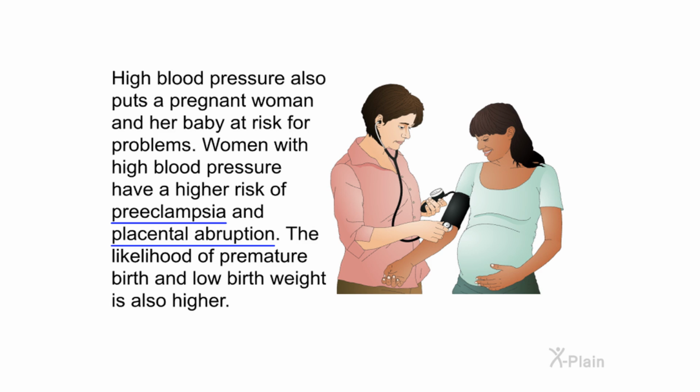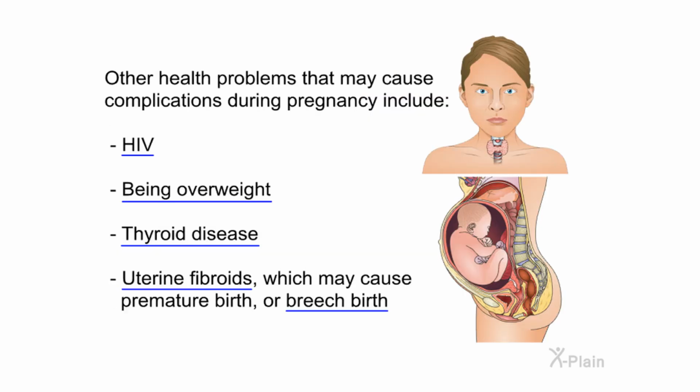High blood pressure also puts a pregnant woman and her baby at risk for problems. Women with high blood pressure have a higher risk of preeclampsia and placental abruption. The likelihood of premature birth and low birth weight is also higher. Other health problems that may cause complications during pregnancy include HIV, being overweight, thyroid disease, uterine fibroids, which may cause premature birth or breech birth.